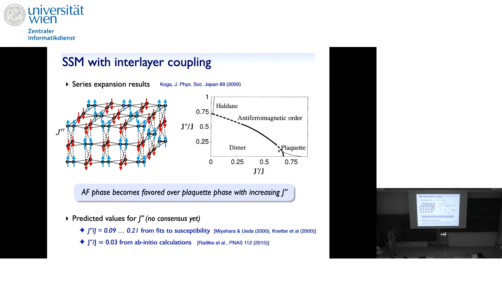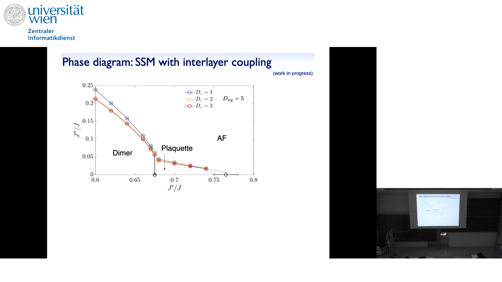So we now used this layered iPEPS approach to get insights into this problem and computed the phase diagram. Here I show you the phase diagram for dxy equals 5 and then different values of dz. You see here, this is the product iPEPS, the blue one. And then going to dz equals 2 and 3, we obtain these lines here. So they don't change much anymore as we increase it.